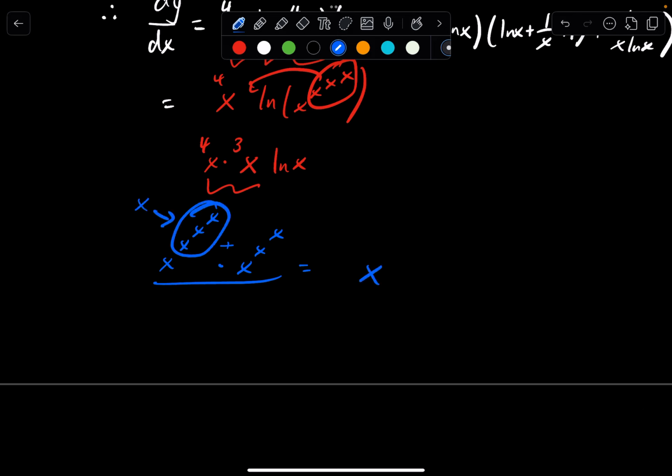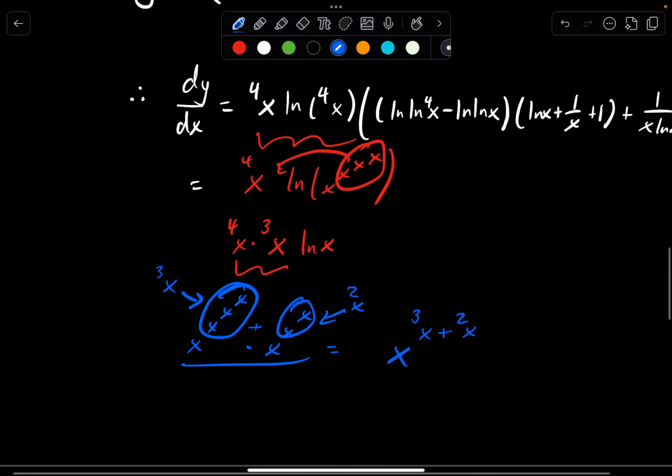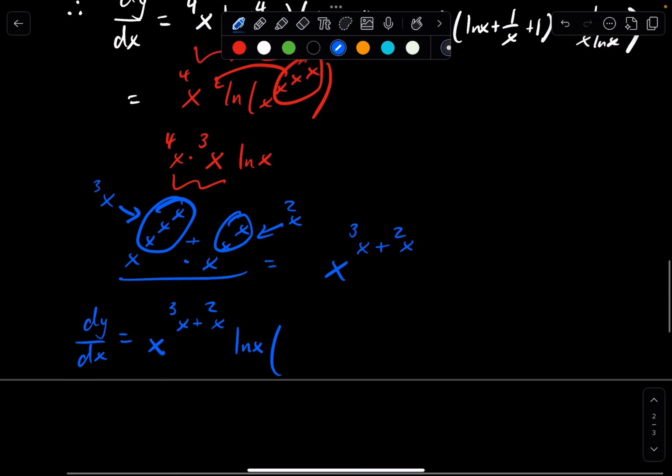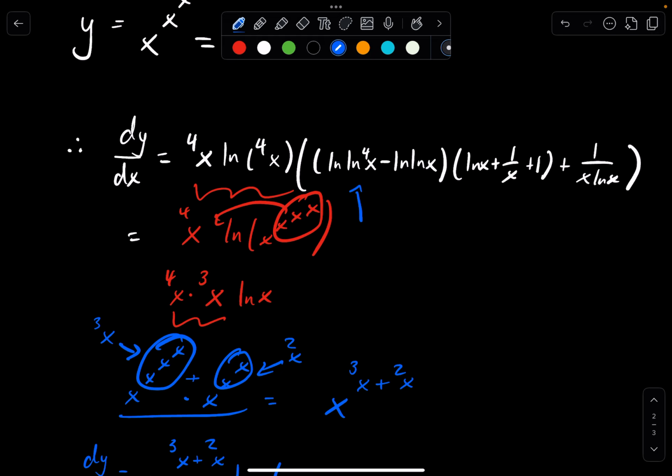This is just x tetration 3. That's x tetration 3, and this is x tetration 2. So we just have this. That's what it's equal to. It's pretty insane, but we have dy/dx is equal to x to the x tetration 3 plus x tetration 2 ln of x, all multiplied by, and this is a little bit tricky as well, ln of x to the x to the x to the x.